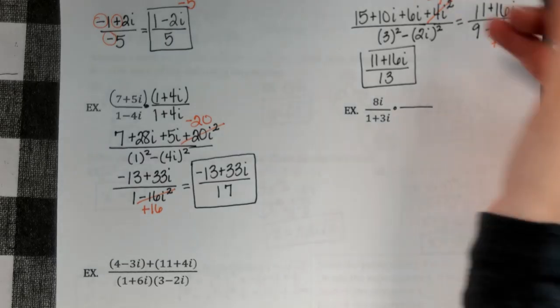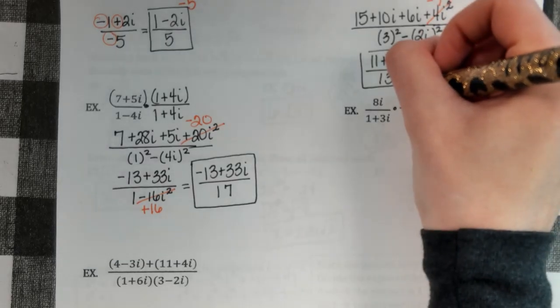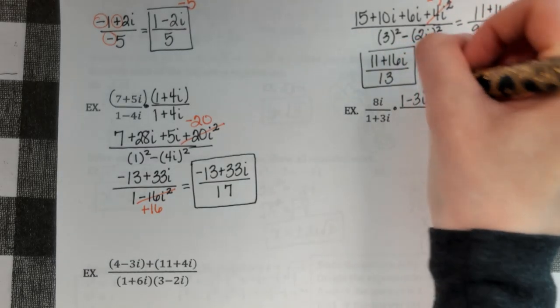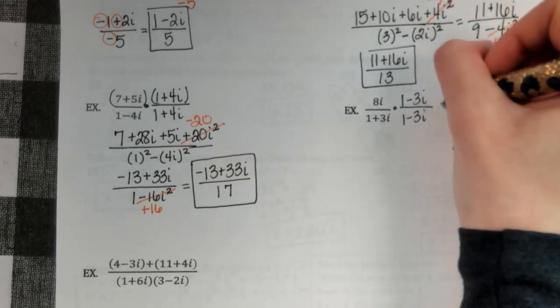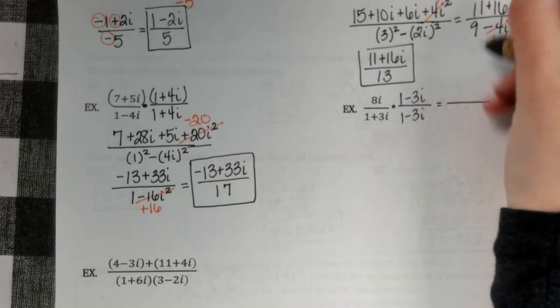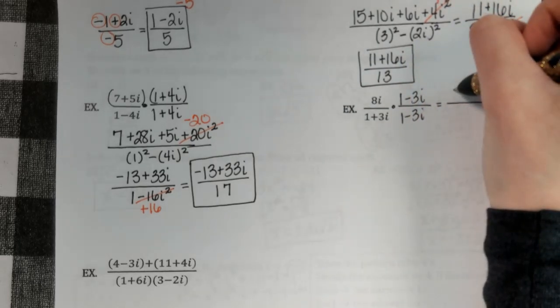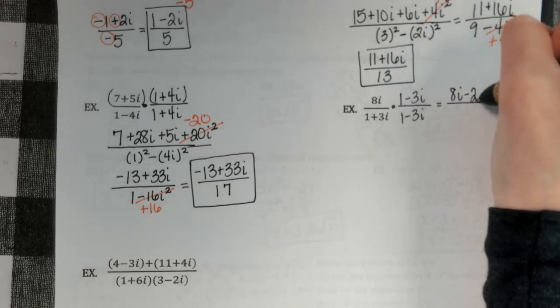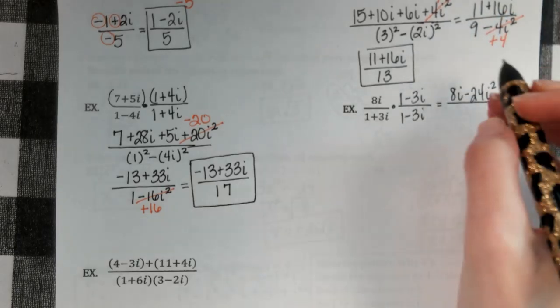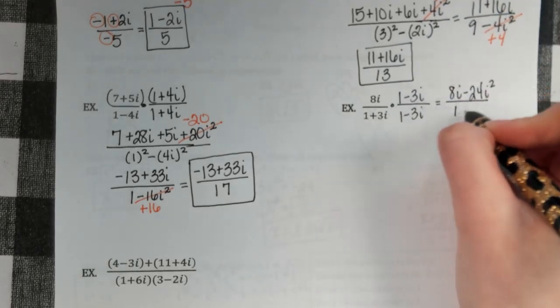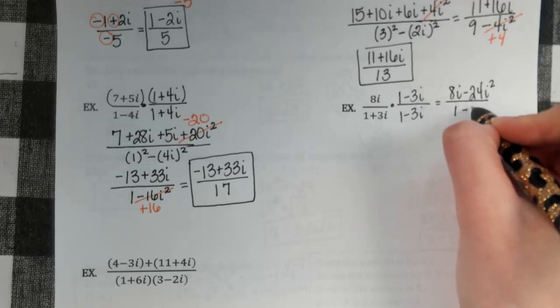What do you multiply by? 1 minus 3i. Okay, my numerator becomes what? 8i minus 24i squared. In my denominator? 1 squared minus 3i squared.